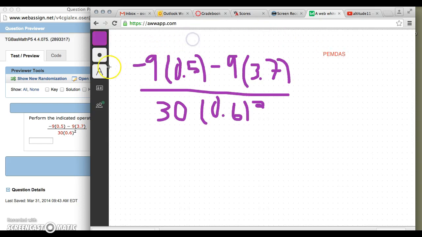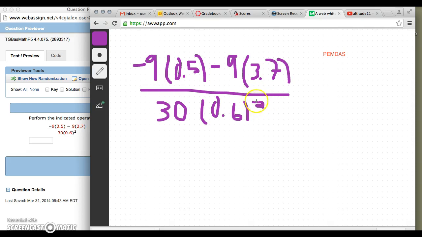And let's go ahead and get started. So first off, see that we do have a few sets of parentheses here, but inside of the parentheses we cannot simplify any further. So we move to the next piece here, which is exponents. And we do have an exponent to deal with. We need to take 0.6 and raise it to the second power.